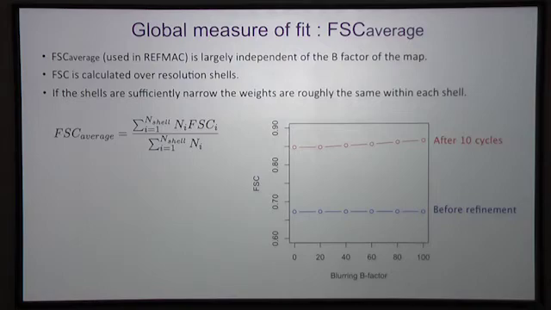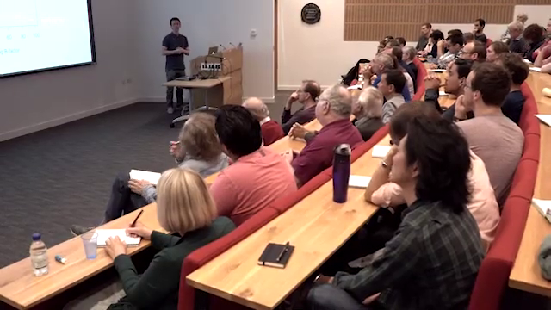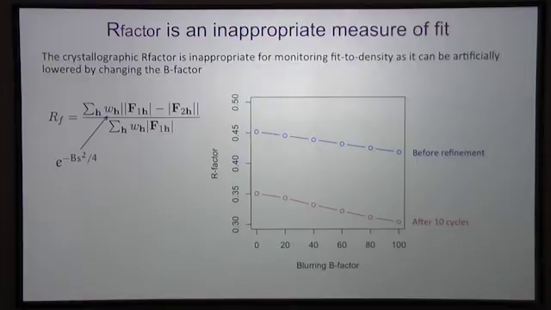no matter how much you blur your map. In contrast, the R factor, which is the normal way in which you measure fit to map in X-ray crystallography, is really an inappropriate measure because it is affected by the blurring factor applied to your map. So you can see that before refinement, as you blur your map, the R factor falls, which is not really what you want.